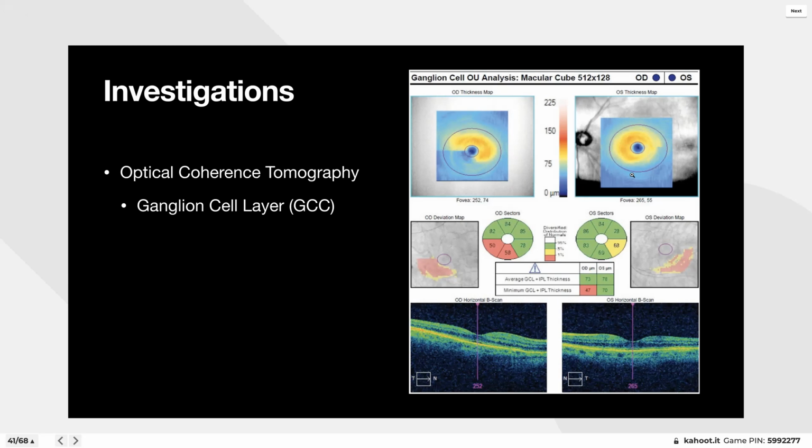So optical coherence tomography is a very, very important part of ophthalmology. Specifically in the world of glaucoma, we use it to assess the anterior segment for open and closed anatomy, the retinal nerve fiber layer, and finally the ganglion cell layer.